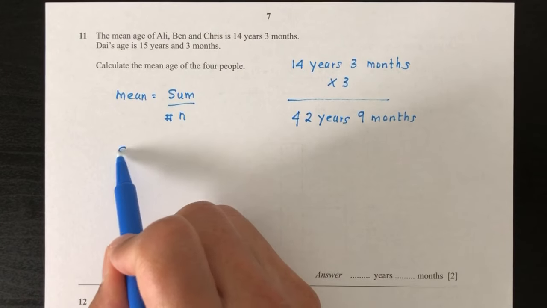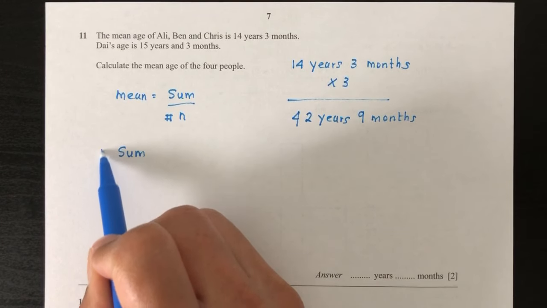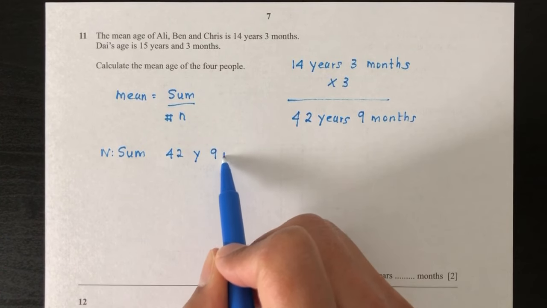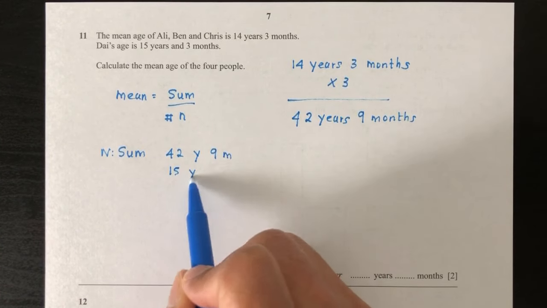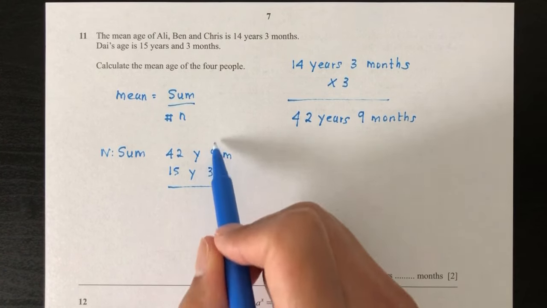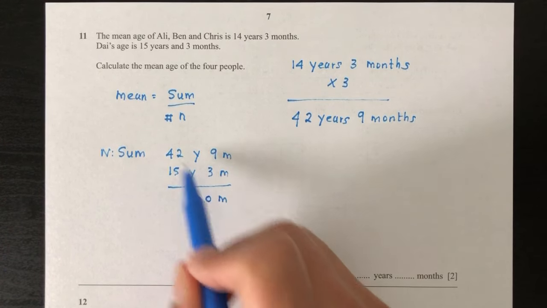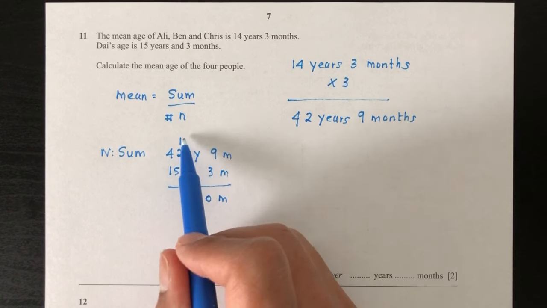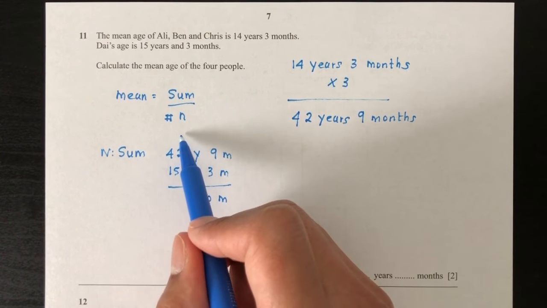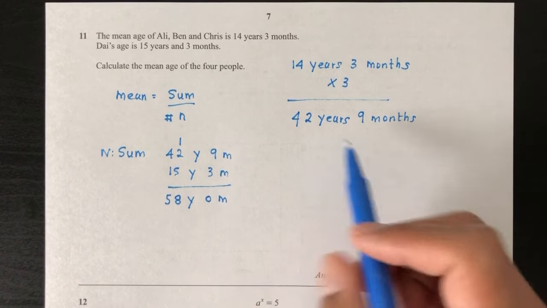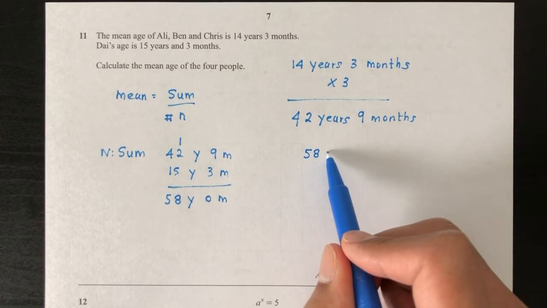So now new sum. So new sum will be 42 years and 9 months. Add 15 years and 3 months. That should give you months. That should be 12, so 0, 1 goes here. So 42, 43 basically. So here we have 3 plus 5 is 8. And that will be 58 years.